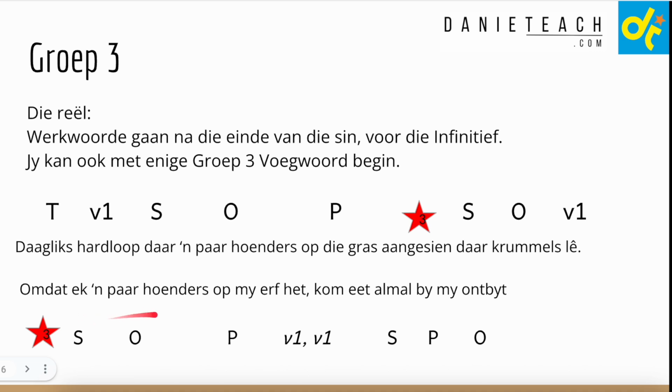"Omdat ek 'n paar hoenders op my erf het, kom eet almal by my ontbyt." Okay, so "omdat" pushes the verb "het" to the end, and "omdat" pulls the verb from the second sentence to the middle of the sentence as well. So the second sentences in both group 2 and 3 starting conjunctions look the same, the same structure, but in the first sentence you follow the original rule.